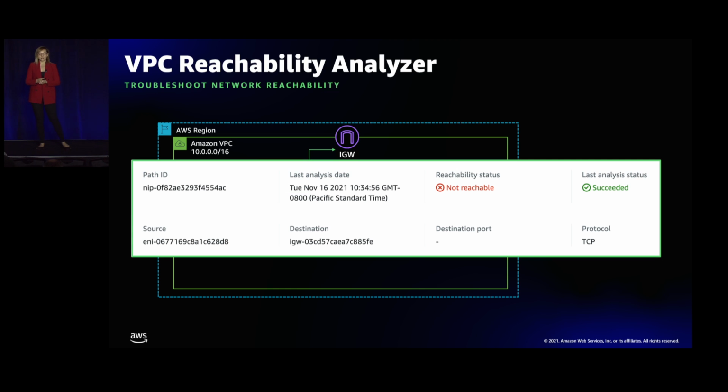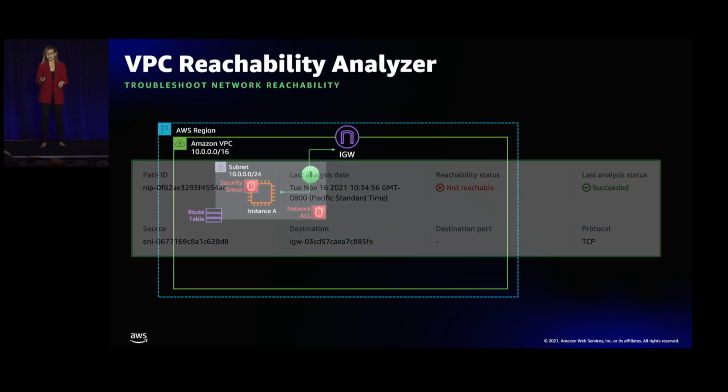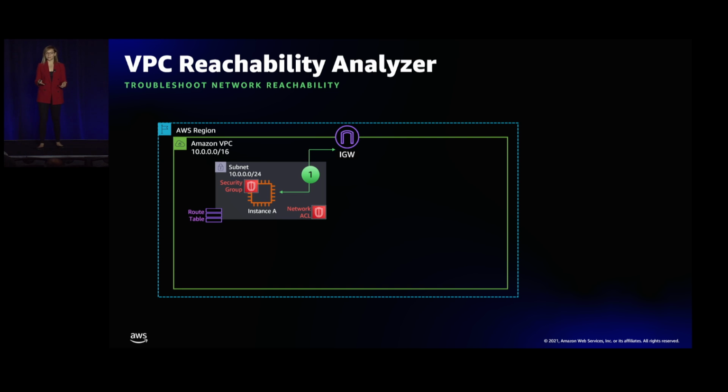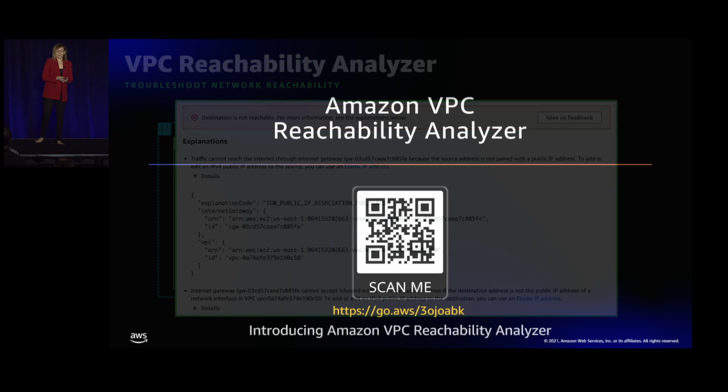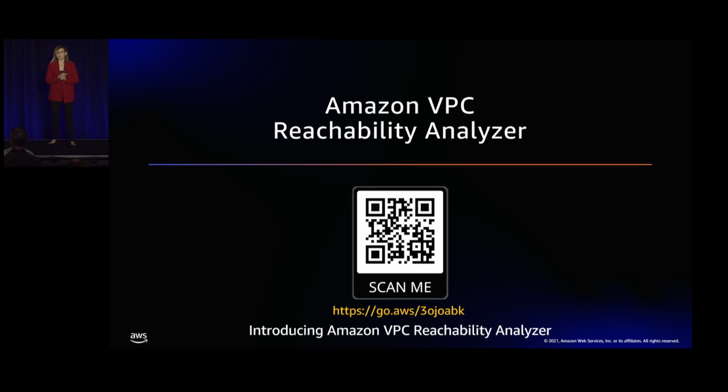With VPC Reachability Analyzer, we create this analysis, and we see that it's not reachable. And I bet that you're thinking, well, it's the security group, or it's the NACL, or it's the route table. What can it be, right? Well, our analysis says that it's not reachable because the interface does not have an elastic IP associated. So you can easily troubleshoot and you can understand why connectivity is not working appropriately. Scan the QR code for more information.